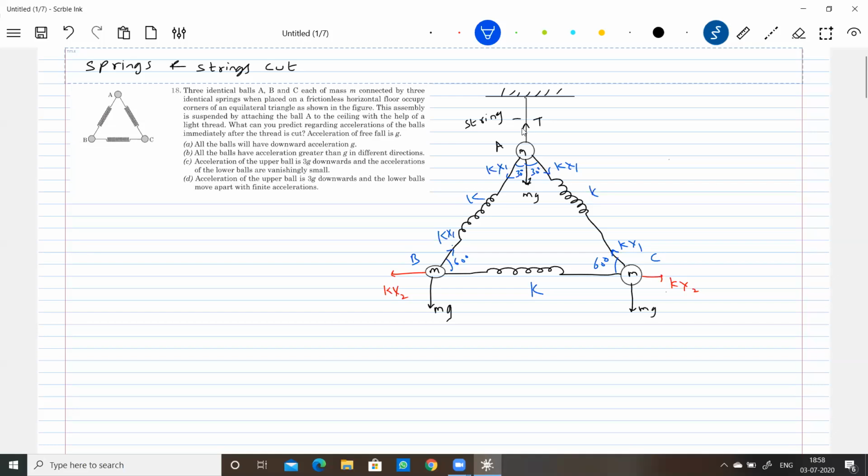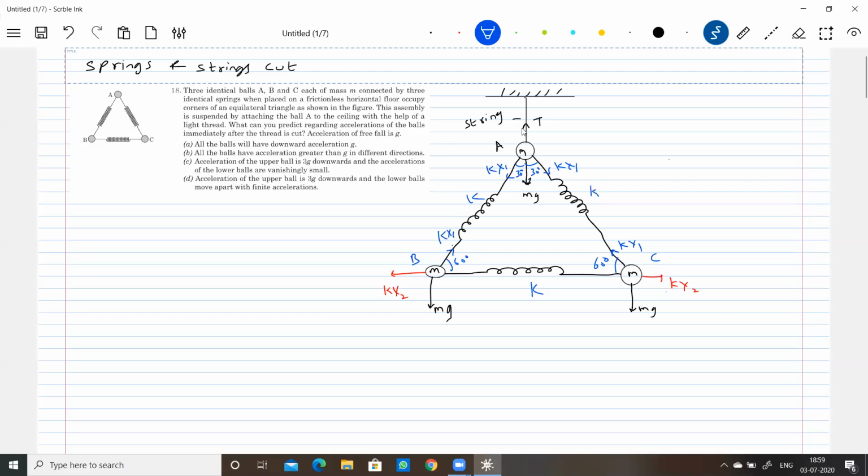Okay, now get all the things. So this is compressed. These two springs AB and AC are elongated. BC is compressed. Then only equilibrium is possible. The main purpose is this angle. So you can read the question. Corners of an equilateral triangle as shown in the figure. This assembly is suspended by attaching the ball A to the ceiling with the help of a light thread. What can you predict regarding the acceleration of these balls immediately after the thread is cut? So it's telling that the arrangement is kept as it is, and the angle will be 60 degrees only. That's what he means to say there. I understood it like this. I don't know how you understood, but I understood like this.